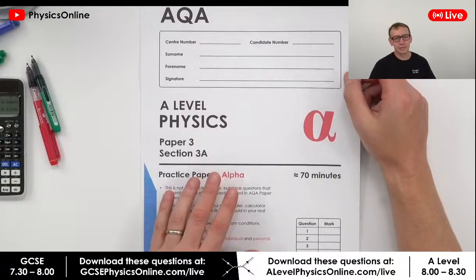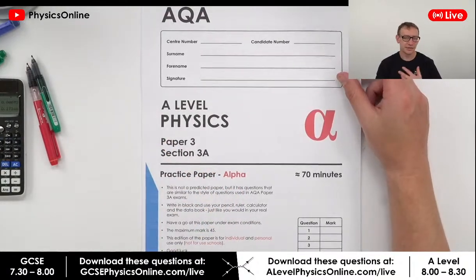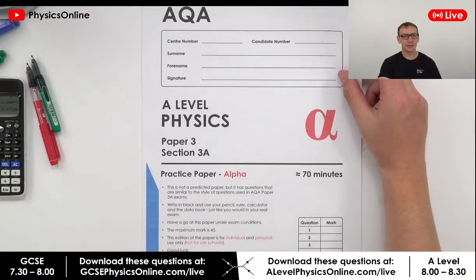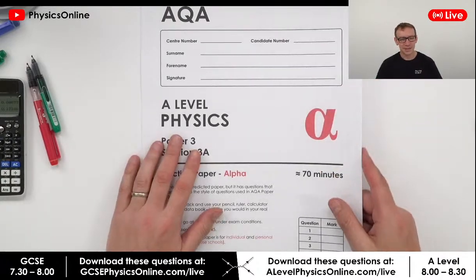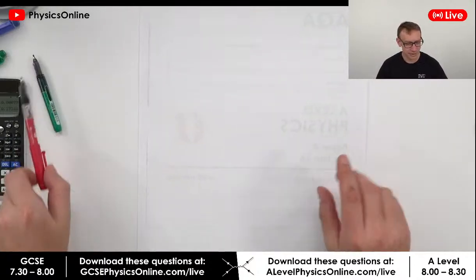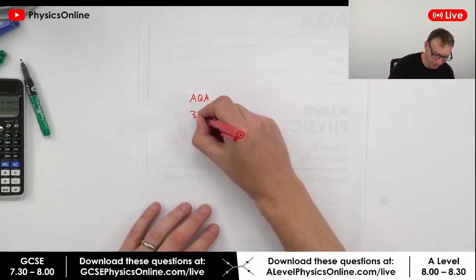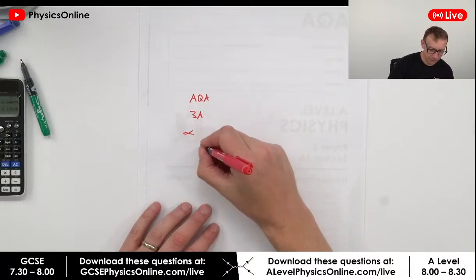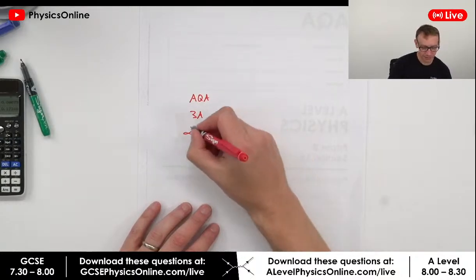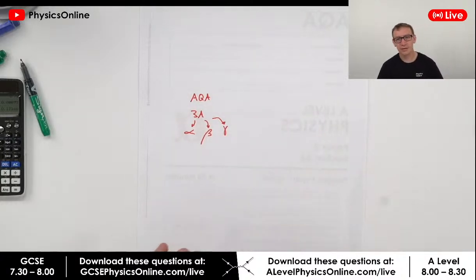This one here is actually a paper 3A, and this covers some of the practical skills that all of you are going to be stressing about and struggling with. For AQA, I've put together some paper 3As. I called these alpha, beta and gamma, so there are 3 individual papers. You can download them tonight.